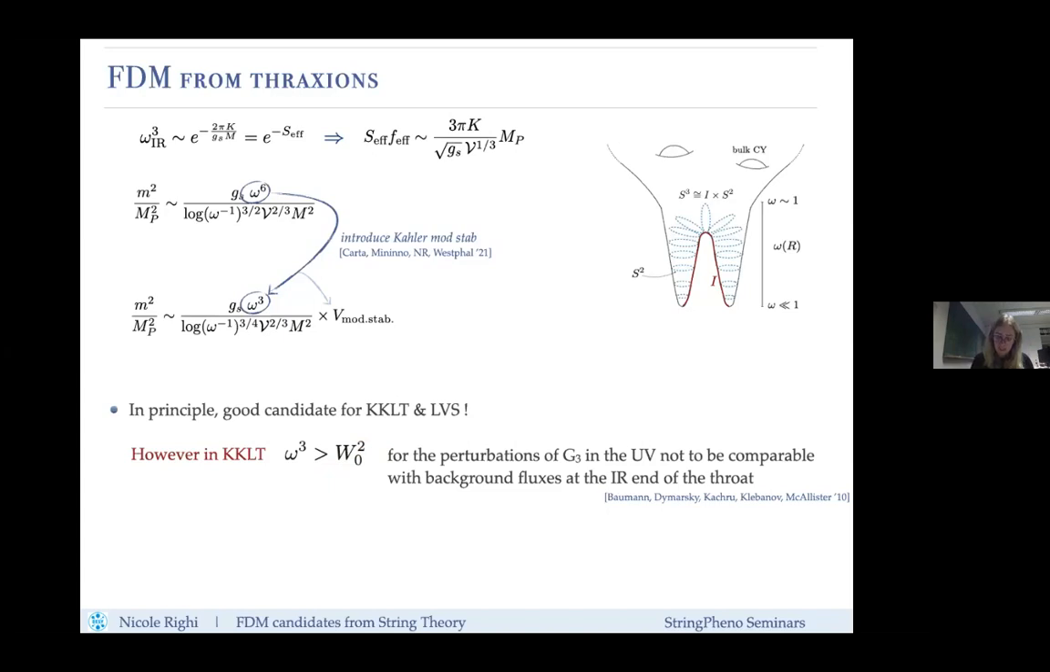And if I plug the values needed for fuzzy dark matter in this relation, then I see that I should ask for KKLT a value of W0 which should be less than 10 to the minus 15. However, even if this can be engineered in some particular compactification, actually this value in the landscape is highly disfavored. For this reason, we wanted to keep the discussion as general as possible, and so we say that thraxions are not really possible candidates in a KKLT stabilization.